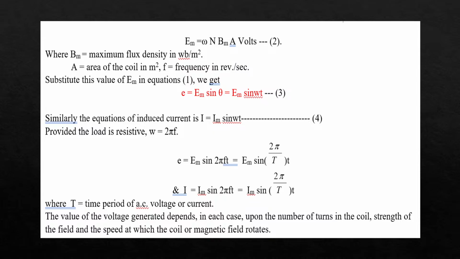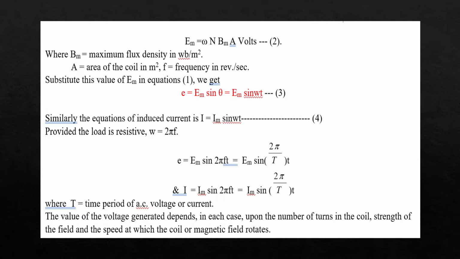And here omega can be written as 2 pi f. So that's where the next formula is given. I equal to Im sine omega t, provided the load is resistive. Omega is 2 pi f, and f is, as you know, 1 by T. So E equal to Em sine 2 pi f t, which is Em sine 2 pi by T into t, where T is the time period of the AC current or voltage. Time period is basically how much time it takes for one wave to go through one point. So that's the time period, and 1 by T is f, the frequency of that wave.